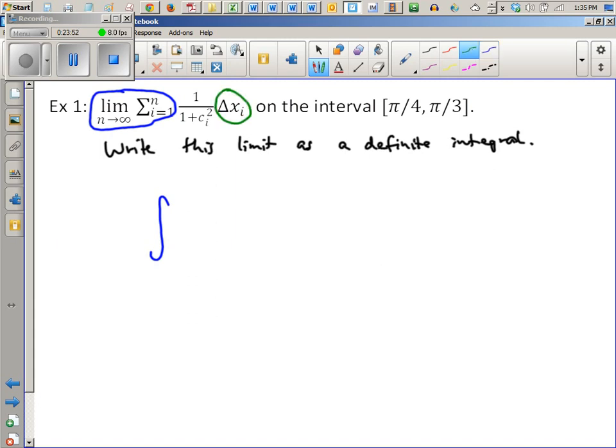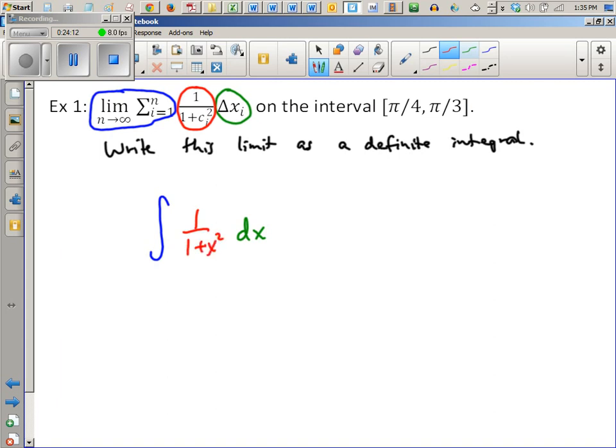The delta xi is your dx. Makes sense? Delta x, dx. So that's your dx. I would get that done first. Whatever's left over, that's your f of x. Okay? So this middle part I would do last. It looks like 1 over 1 plus x squared.